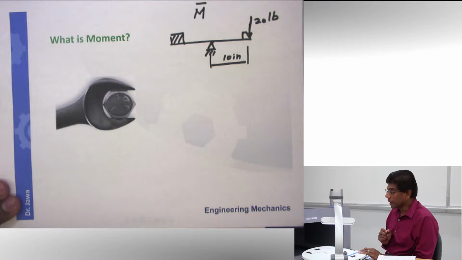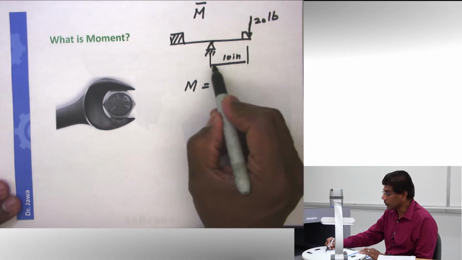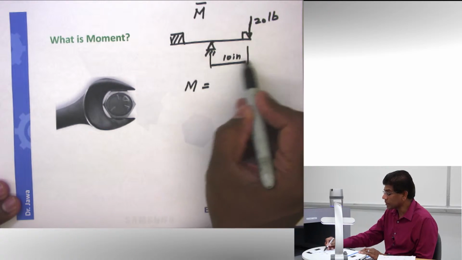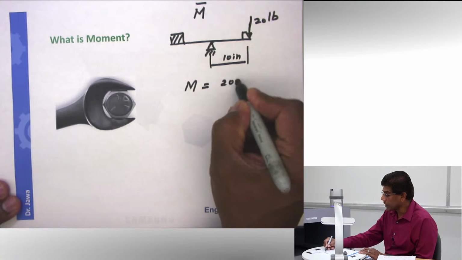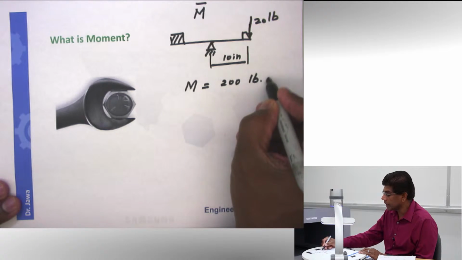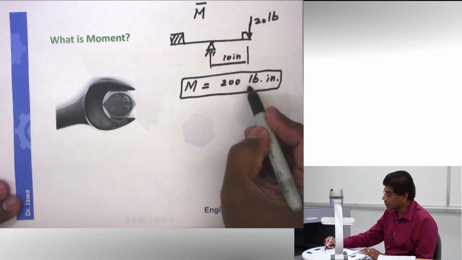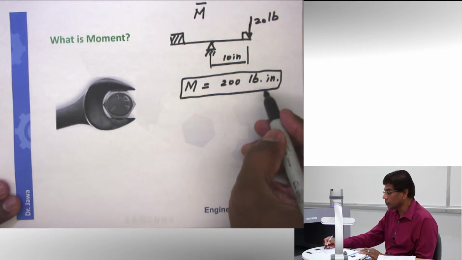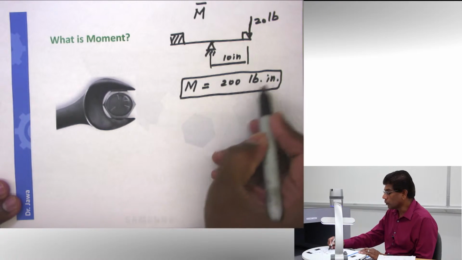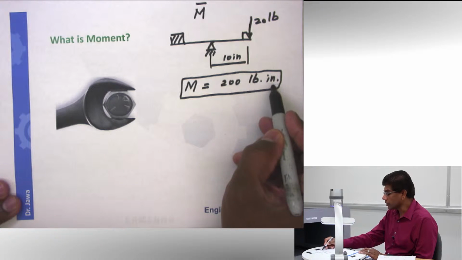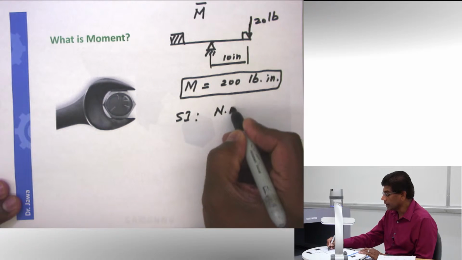So by definition, moment is going to be equal to force times the perpendicular distance. So 10 inches times 20 is going to be equal to 200 pound-inches. Notice the unit now. The unit is not just pounds, not just inches, it's pound-inches, and make sure you follow the appropriate unit. So in the US system, the unit for the moment is going to be pound-inches. In the SI system, your unit is going to be Newton meters.